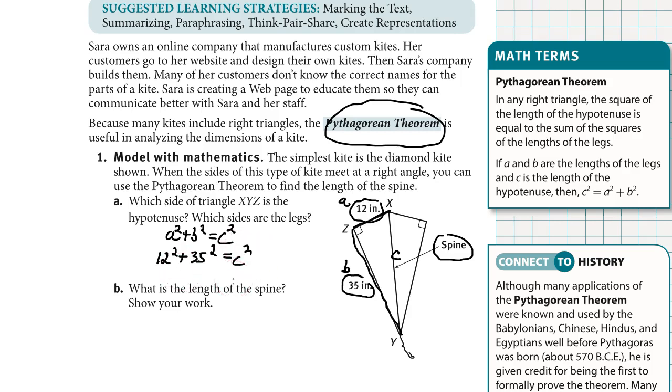Now we'll take a calculator and figure out what 12 squared plus 35 squared is. It makes 1,369, and then to solve for C, let's take a square root. The final answer is 37 inches. That's how long the spine of that kite is.